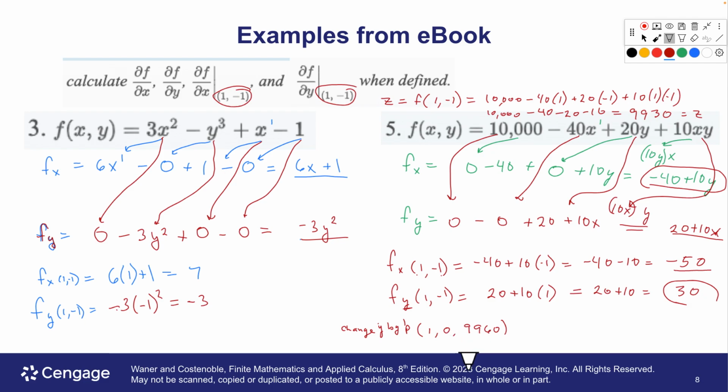And this in business we call the marginal, right? We increase something by 1, the marginal cost. If we increase the x coordinate by 1, so we're going to go to 2, we'll leave the y unchanged. What's going to happen is we're going to lose 50. So here was z 9930. We're going to lose 50 more. We're going to be at 9880.